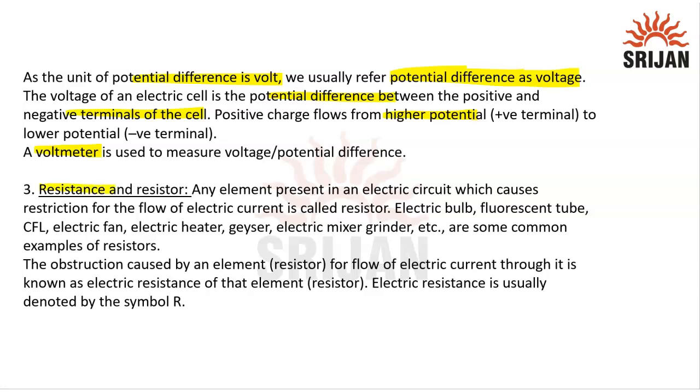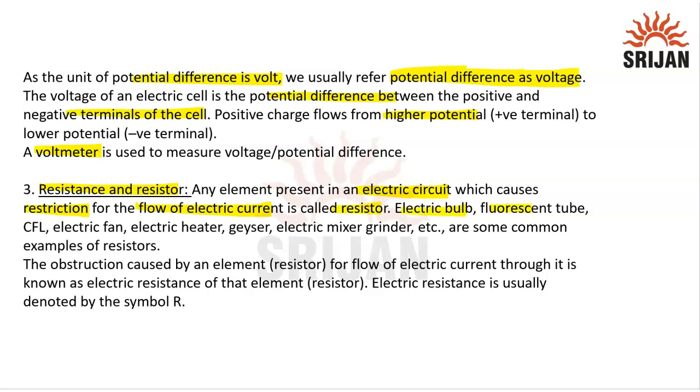Then the next concepts are resistance and resistor. We know that in metals, there are electrons flowing through them. Whenever we apply a battery across them, they start flowing in a single direction, and we see some current. But in each and every element, there is something which is resisting that current. That property is simply called resistance, and the material which is doing so is said to be a resistor. So any element in an electric circuit which causes restriction or resistance for the flow of electric current is said to be a resistor.